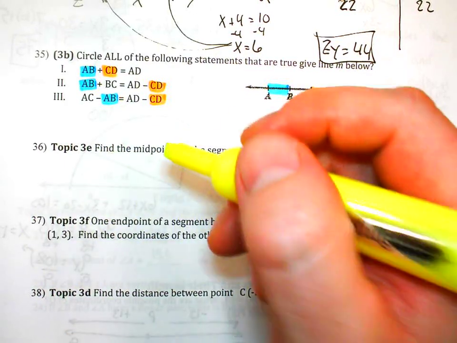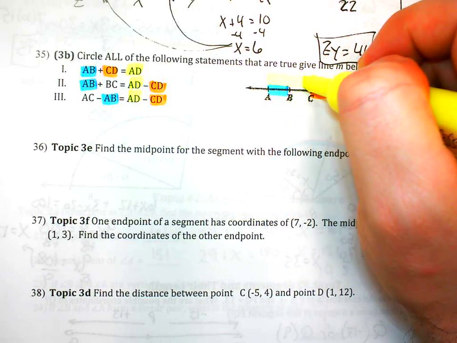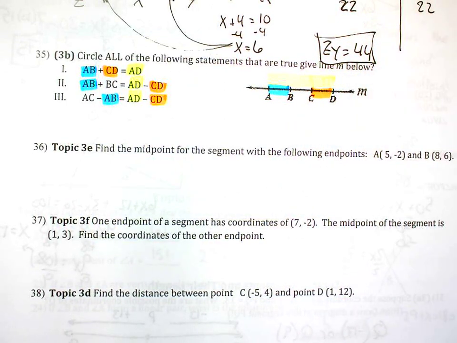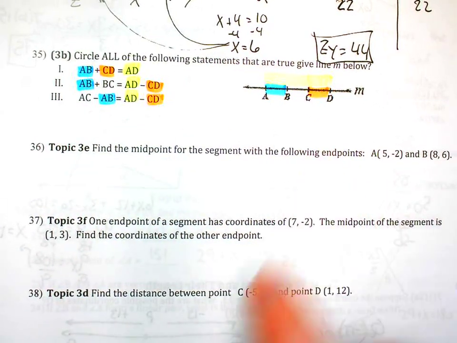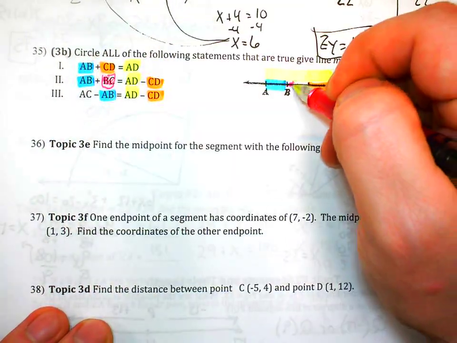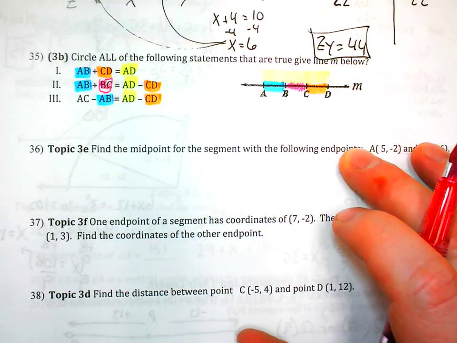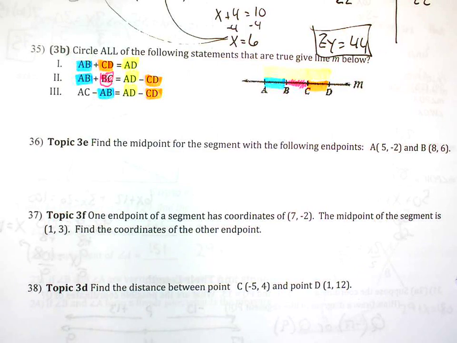Next, we have AD. We'll do this in yellow. AD is the length of all of this. And finally, we'll do BC. Now, BC is only here. I can't find my pink highlighter, so I'm just going to use this pink pen. And let's see what it says.